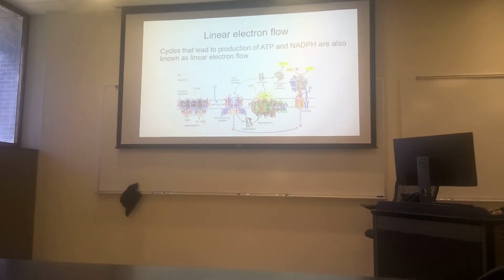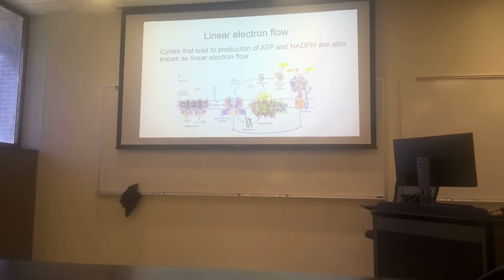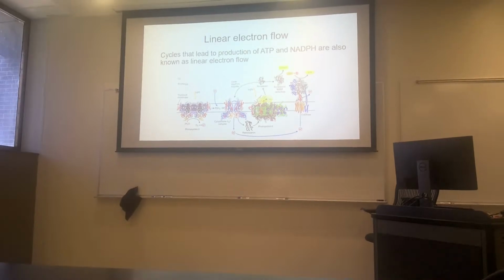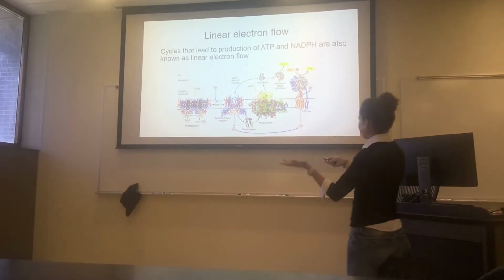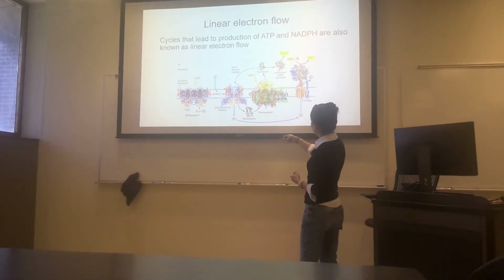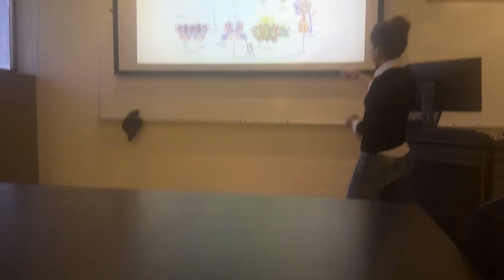So linear electron flow, yeah, I hate this picture, but it is the regular photosynthesis. The regular photosynthesis that we're talking about is the linear electron flow. You have the water here, cytochrome, photosystem 2, photosystem 1, ATP synthase, everything, right? This is the linear electron flow. The one that is non-linear, this cyclic one, it's very confusing actually.